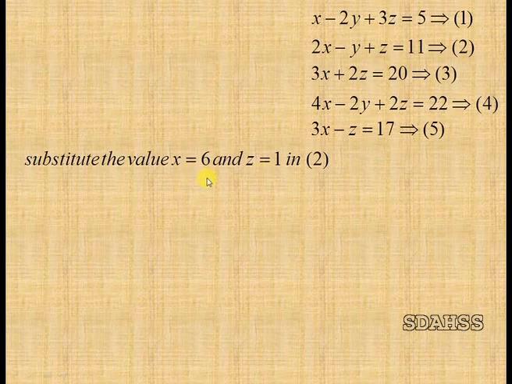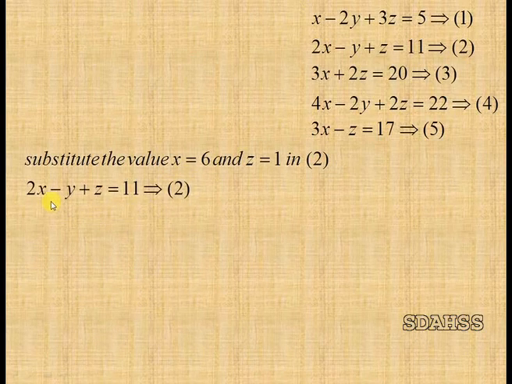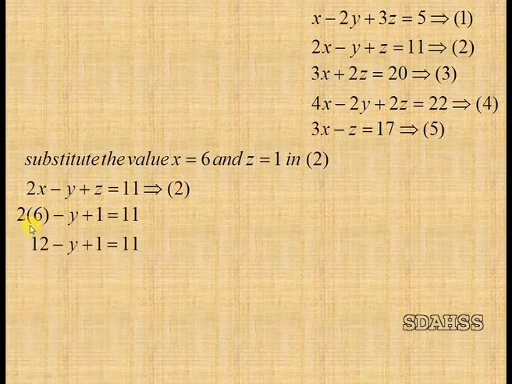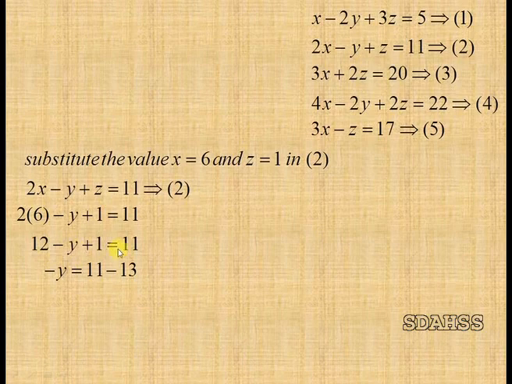Substitute x is equal to 6 and z is equal to 1 in the second equation. The second equation is 2x minus y plus z is equal to 11. Substitute x is equal to 6 and z equal to 1. So this equation becomes 2 into 6 minus y plus 1 is equal to 11. 2 into 6 is 12. 12 plus 1 is 13. So minus y plus 13 is equal to 11.